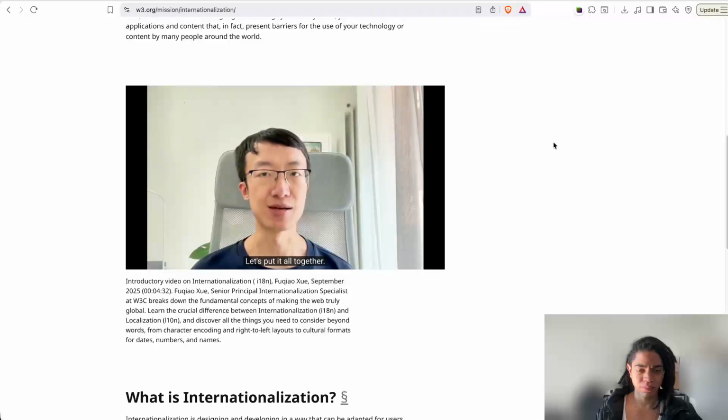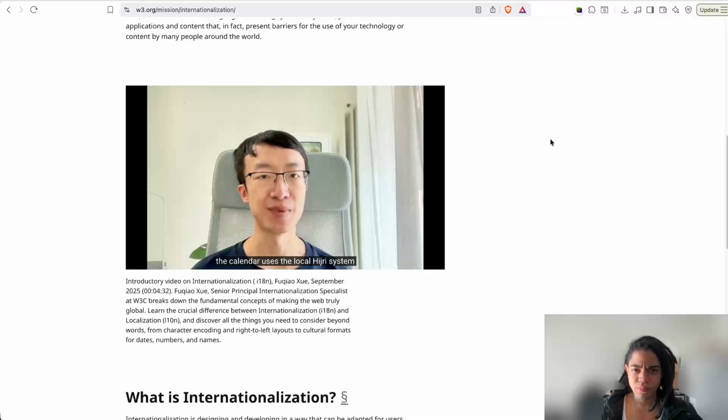Let's put it all together. A poorly internationalized website, when localized for Saudi Arabia, might just translate the text. The layout will be broken because it's still left to right. The prices will be in dollars, and the date format will be confusing. But a well-internationalized website, when localized, looks and feels native. The layout is right to left, the currency is Saudi riyals, the calendar uses the local Hijri system, and the language is perfect. That's the power of thinking globally from the start.